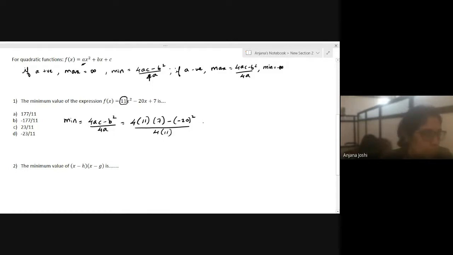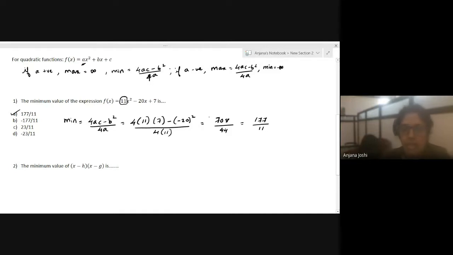So if you can just simplify this, we will be obtaining the value to be equal to 708 divided by 44. Simplify this further, we will be getting the solution to be equal to 177 by 11. So the answer for this given question is the option A, 177 divided by 11. So this is an easy way of obtaining the maxima and the minima for a given quadratic function.